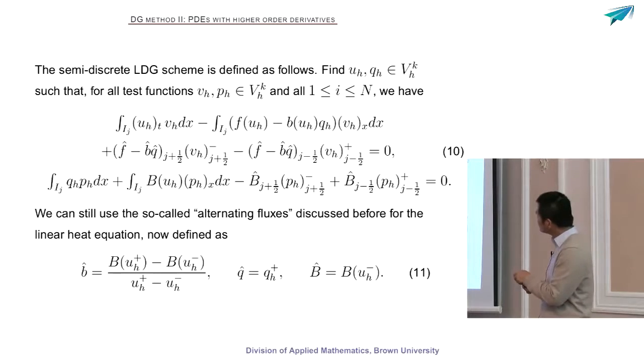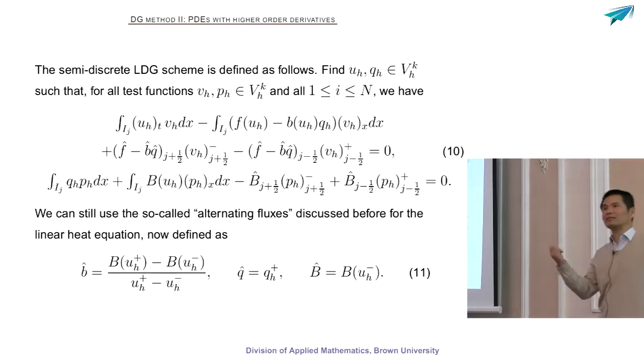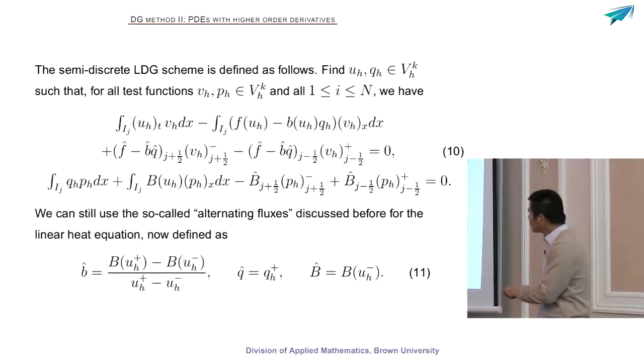So you see this scheme now is the first scheme. The first equation is integrated by parts. You have this flux, and you have this numerical flux, or those hats. And the second equation, which is q equals capital B(u)_x, is B, capital B hat here. So this is just to rewrite the previous sort of a hyperbolic equation of first order PDE into a DG scheme.